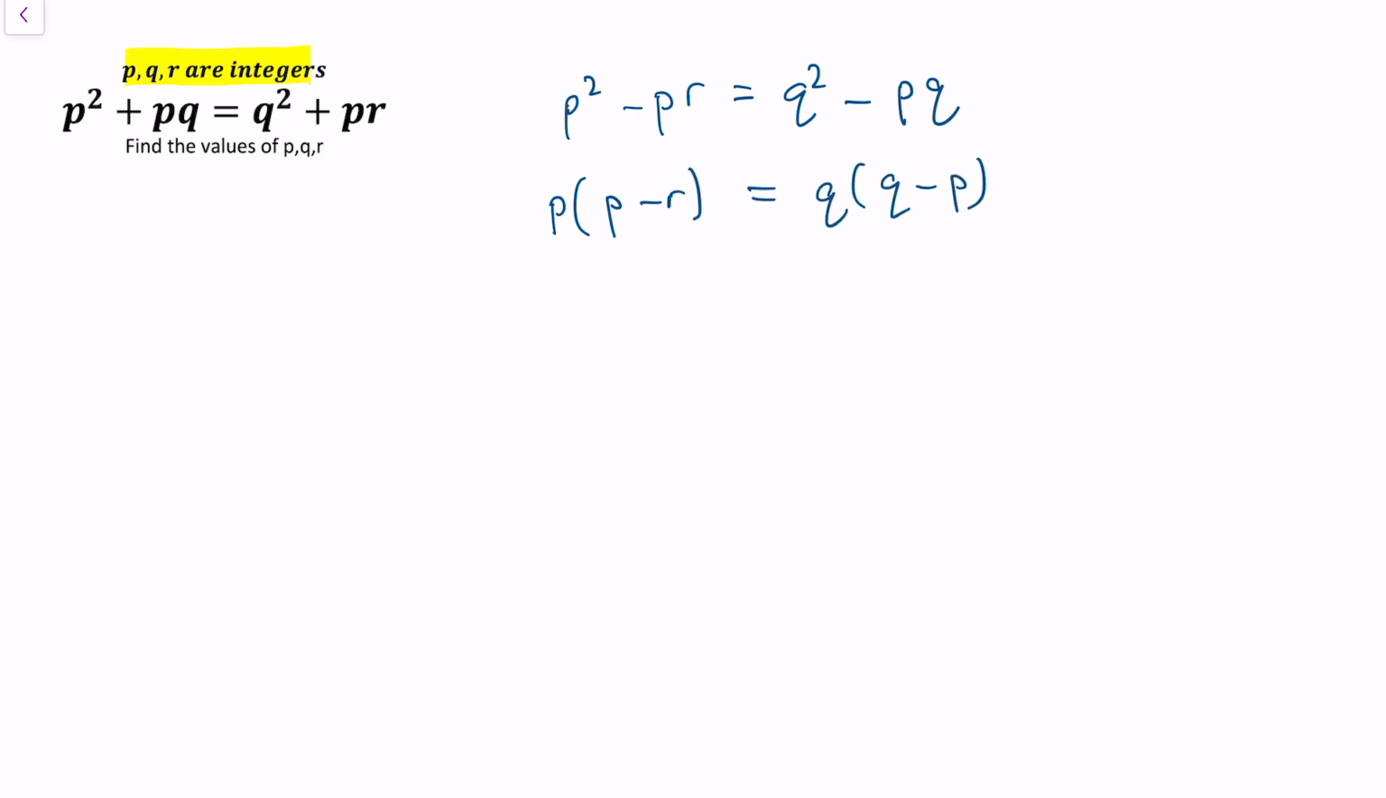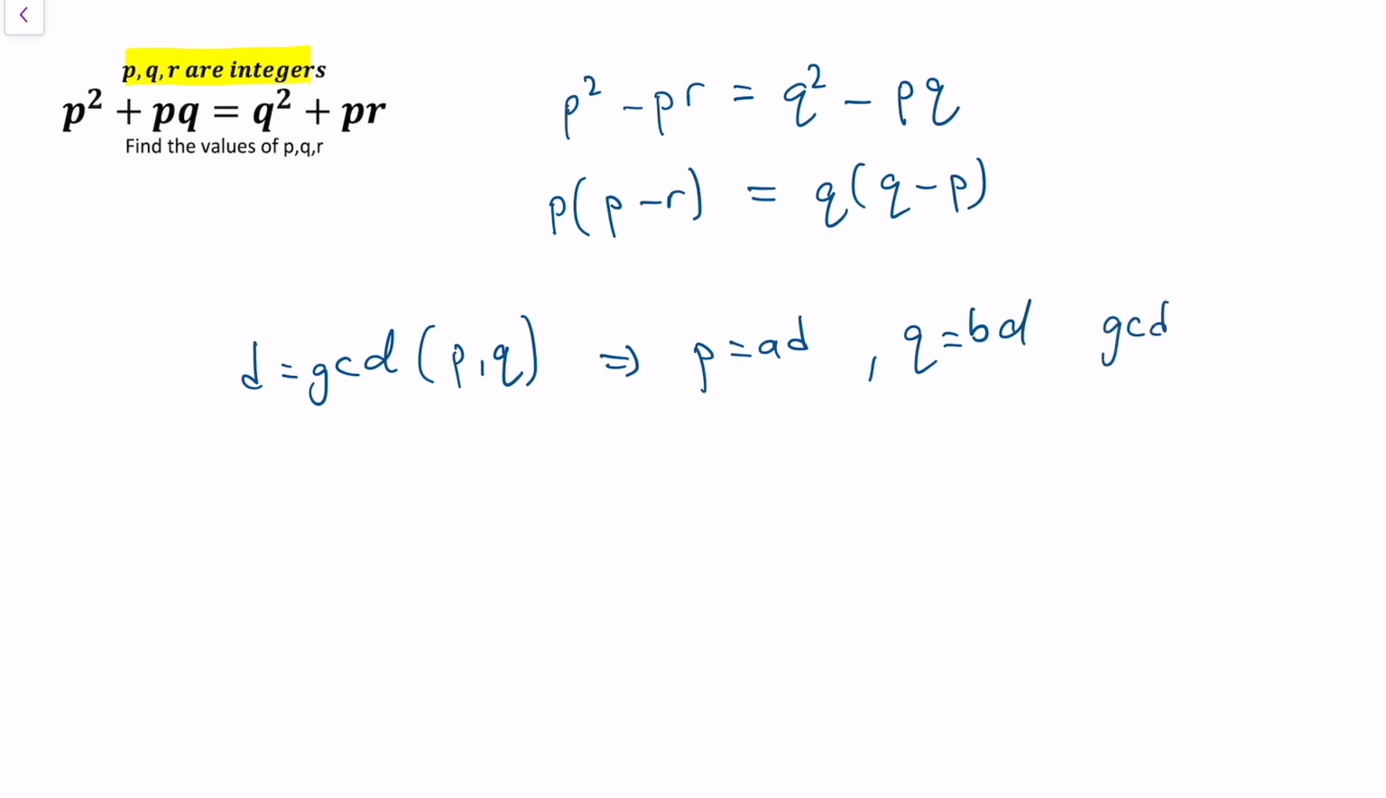Right, so let's first rearrange it. In other words, we write p squared minus pr is equal to q squared minus pq, right? And if we factorize it, p times (p minus r) is equal to q times (q minus p). Let d be the GCD, greatest common divisor, of p and q. That implies p is equal to Ad and q is equal to Bd, where GCD(A, B) is 1.